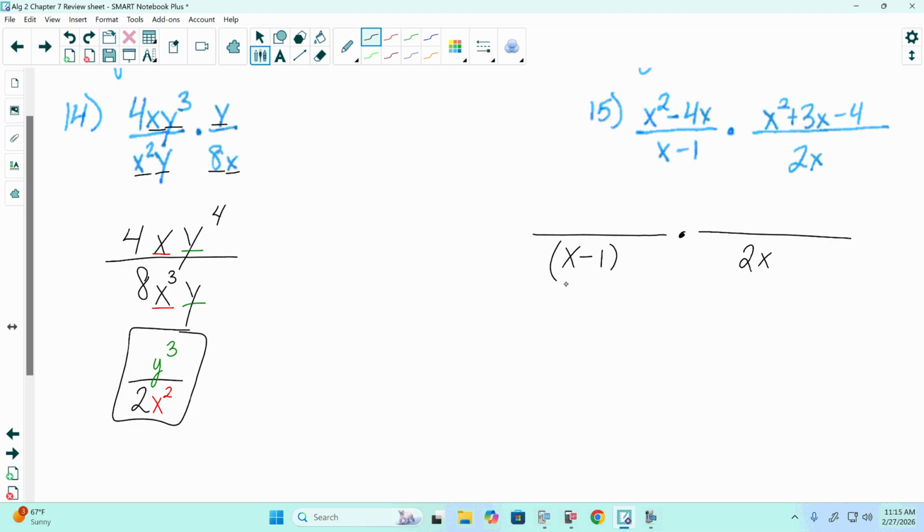I'm going to start with the two denominators. 2x, single term, single expression. Doesn't factor, doesn't simplify farther than where that's at. X minus 1, no greatest common factor between x and 1. Degree is 1. That's as simplified as it gets. Do we want to look at x squared minus 4x first, or x squared plus 3x minus 4?